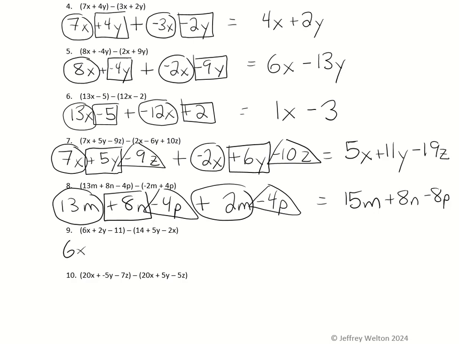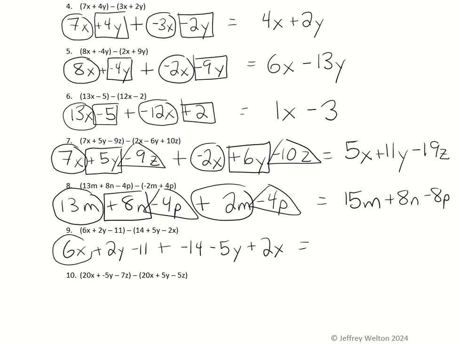Number 9, we keep the 6x plus the 2y minus 11. We change it to an adding problem. We do the opposite of 14, which is negative 14. We do the opposite of adding 5y, which is subtracting 5y. And the opposite of subtracting 2x, which is adding 2x.